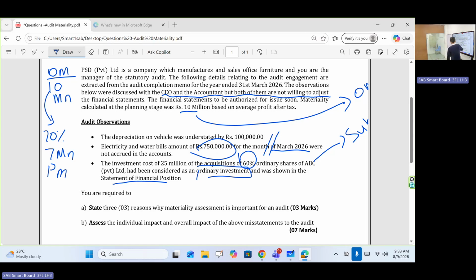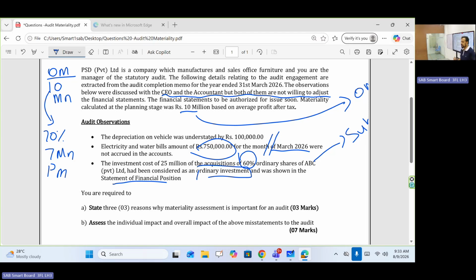Okay, the right answer for this. First we will discuss the first one, and after that the third one. First one: state 3 reasons why materiality assessment is important for the audit. This is a critical question, not related to this case. Take note, you have been asked to state, so you don't need to explain in detail. If you explain, you get the same marks; if you just state, you will get the same.